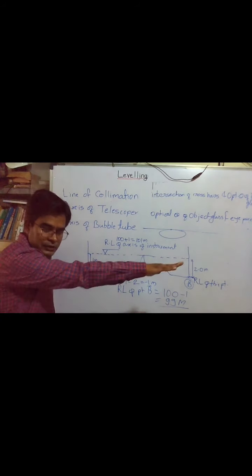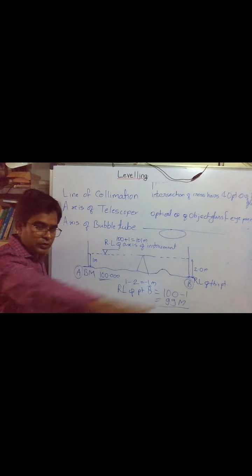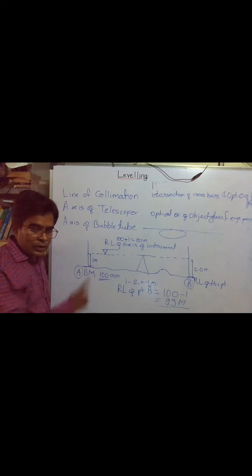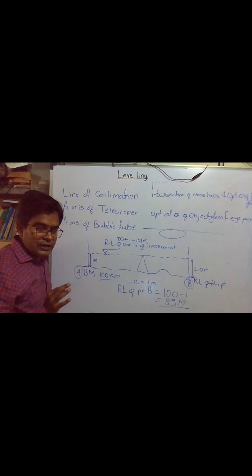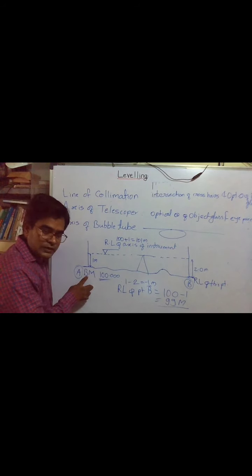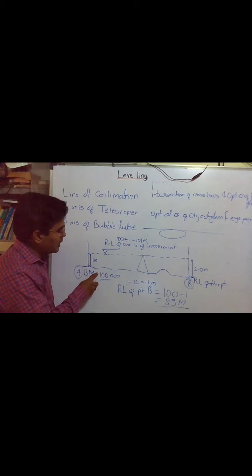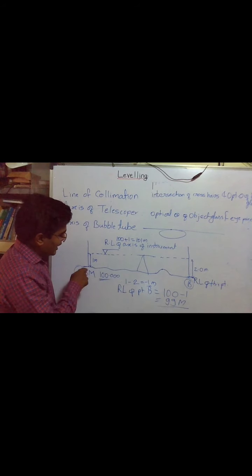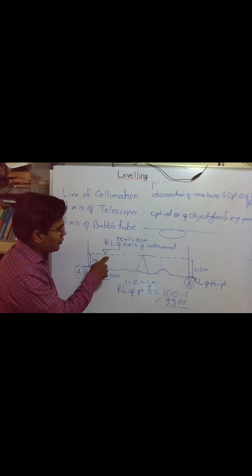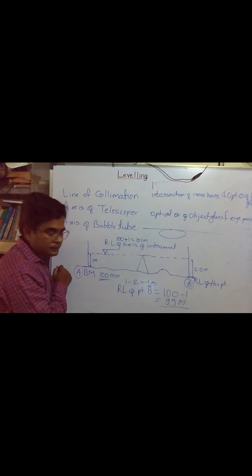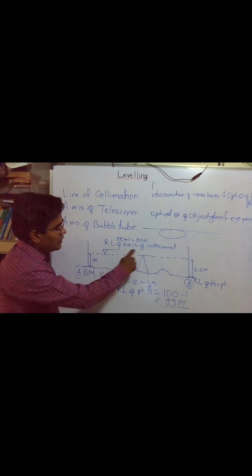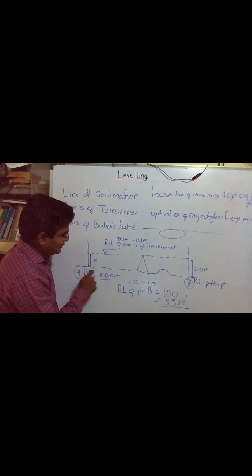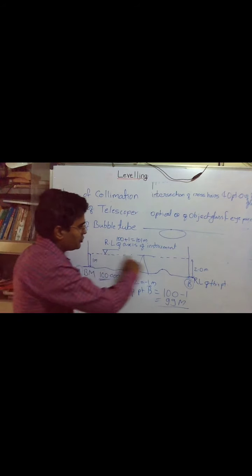How can we find the RL of the instrument axis? The instrument axis is horizontal throughout, at one level. RL means its vertical distance from some datum or known RL. The point of known RL is the benchmark. The benchmark has RL 100, and if we take the reading at the benchmark, we get that the instrument axis is 1 meter above this benchmark. So we can find the RL of the axis of instrument by adding 100 plus 1. This is my RL of instrument axis.